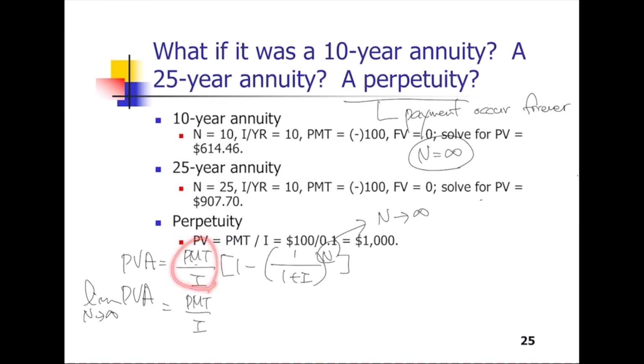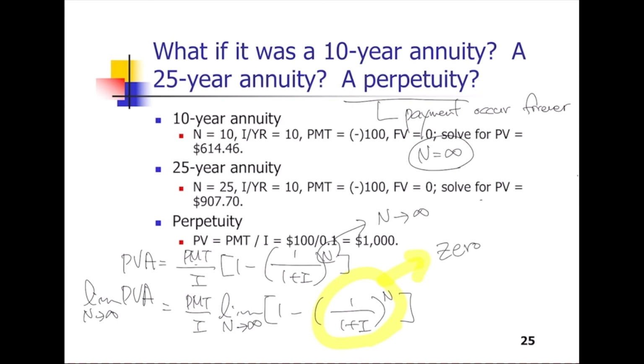This is the number, so we can write this down and take a limit here. And then this term, when it goes to infinity, goes to 0. So finally we get only this term.